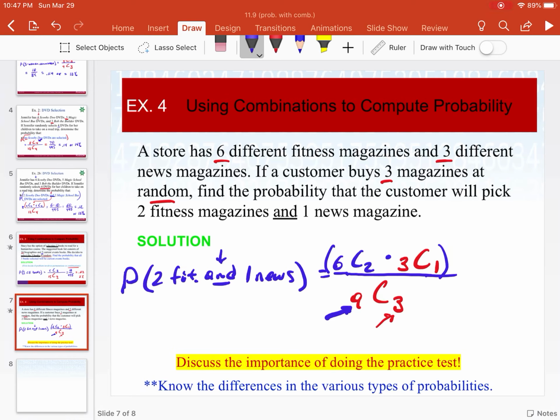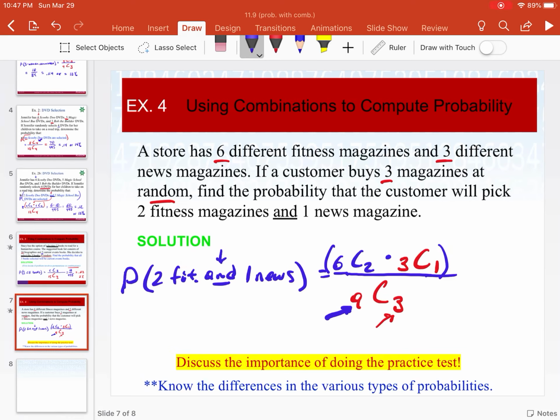This seems like the probability would be fairly 50-50. You know, I think because we're getting 2 fitness and 1 news, and that's kind of the ratio that we have to pick from, right? So I'm thinking this is going to be, you got about a maybe, 40-45% chance, something like that. Let's see what happens.